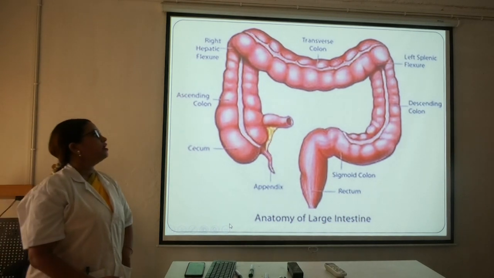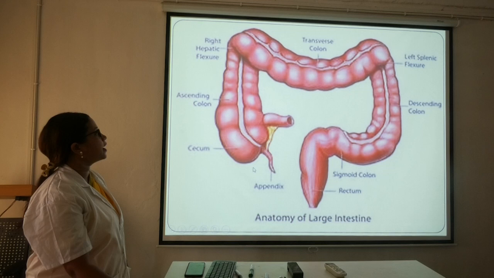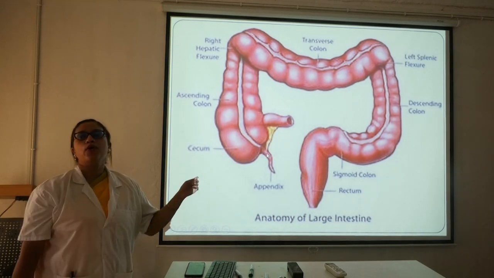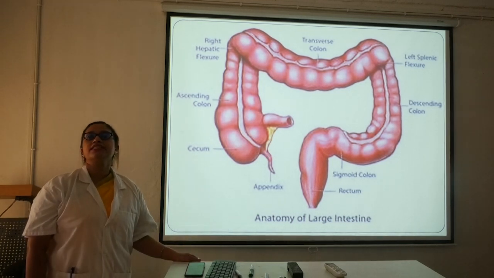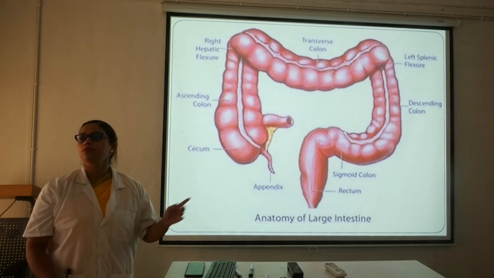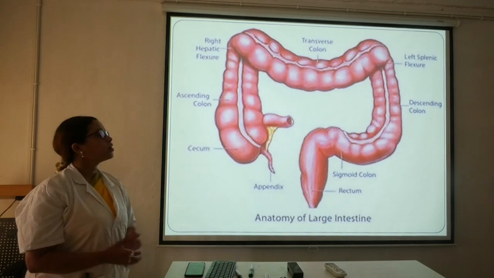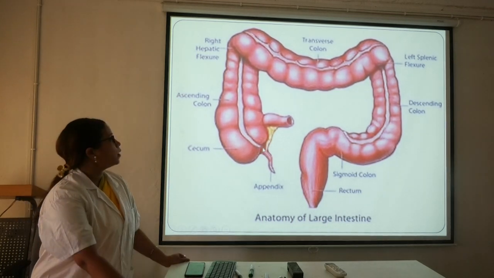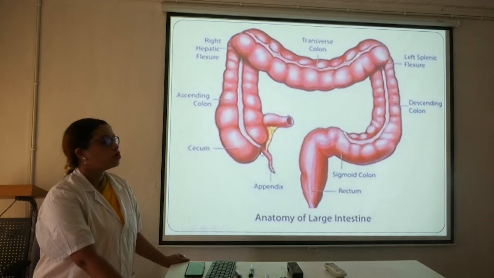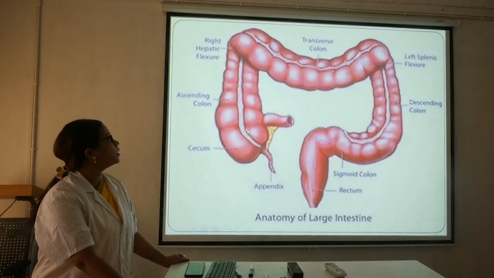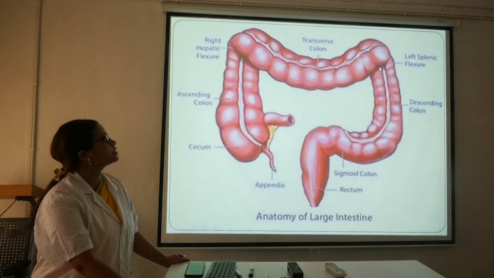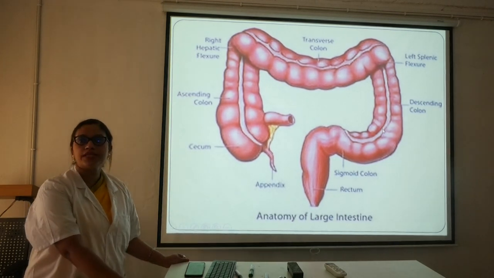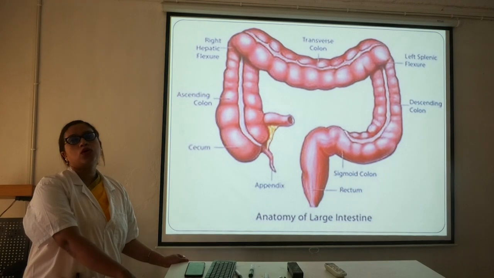Okay, so see here, this is the appendix, right? So here is one important thing that is known as tinea coli. Tell me, which one is the tinea coli? You see, this is the base of the appendix. From the base of the appendix, this longitudinal band you could see going throughout the intestine is known as tinea coli.